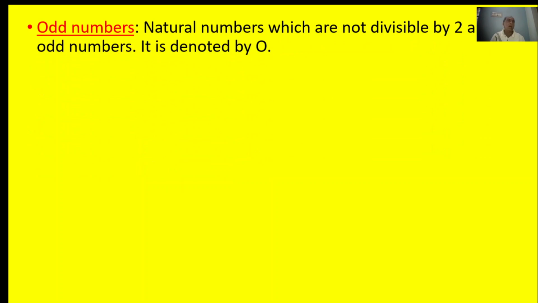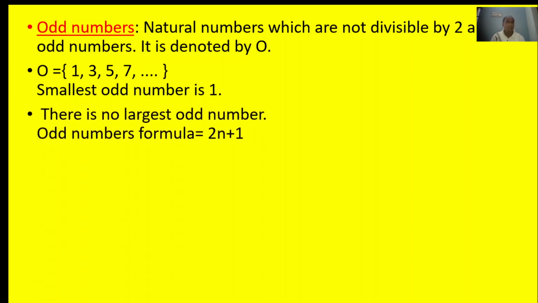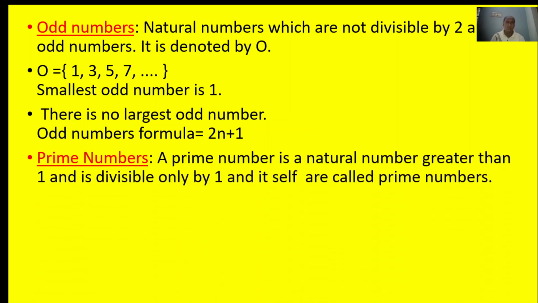Next, odd numbers. Natural numbers which are not divisible by 2 are odd numbers. It is denoted by O. Now O is equal to 1, 3, 5, 7. The smallest odd number is 1. There is no largest odd number. The odd number formula is 2n plus 1.